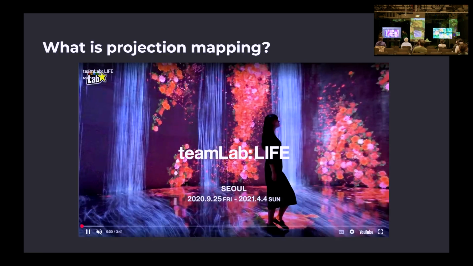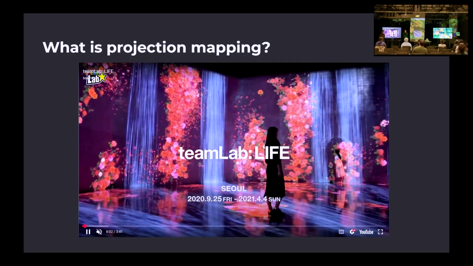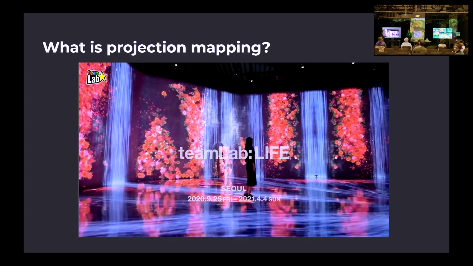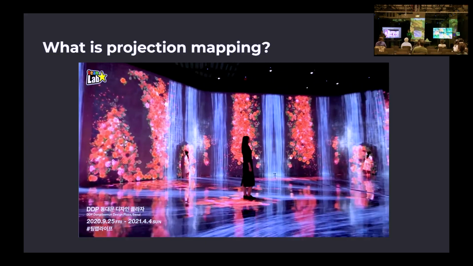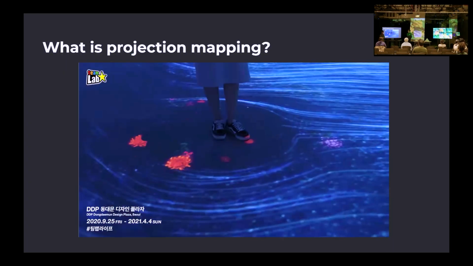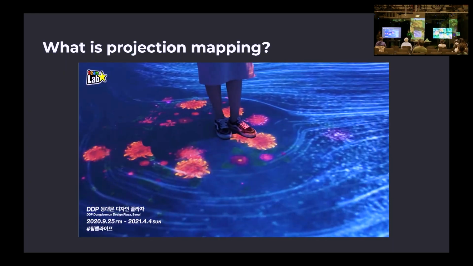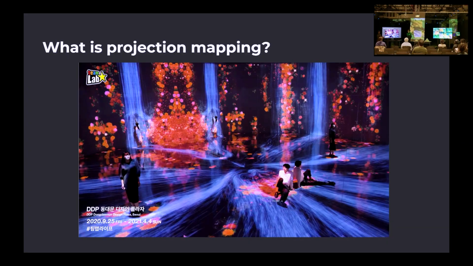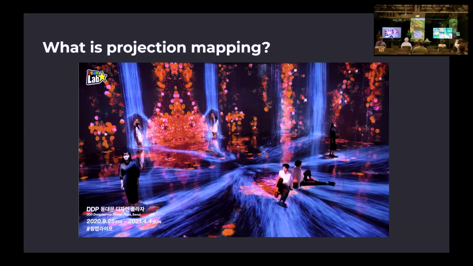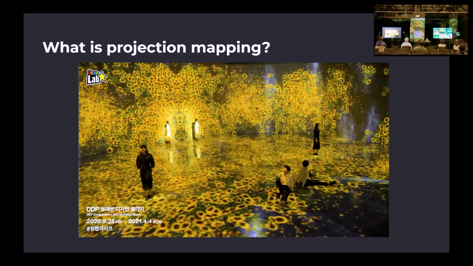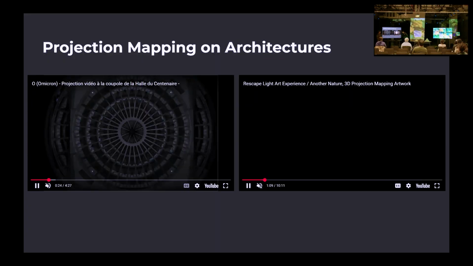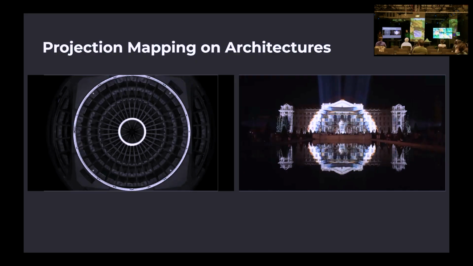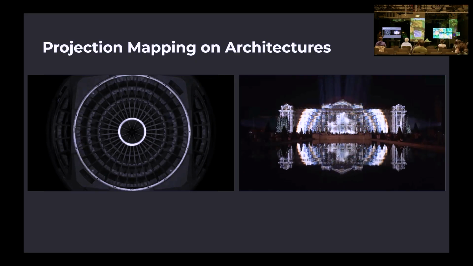So what is projection mapping? Projection mapping is using projectors to project 2D images or animations in 3D spaces. We use a software called MadMapper, which we're going to teach you how to use today, which allows us to shape what we're projecting onto three-dimensional surfaces. Projection mapping has a number of uses. It can be used to project onto buildings and architecture, using MadMapper to perfectly lay out exactly what you're projecting onto.